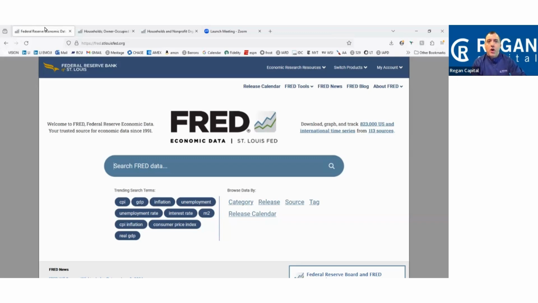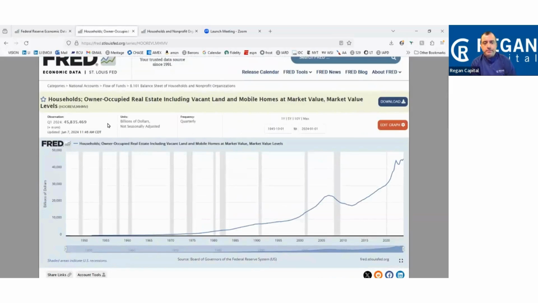Here's the main interface. What I want to use this for today is to figure out the level of home equity in the United States. Real estate has gone crazy, especially since 2020. Let's figure out how much equity there is in the United States. So first of all, I'm going to pull up total US real estate value.